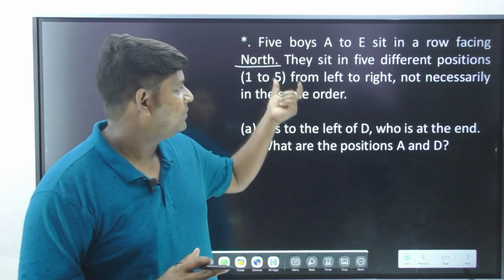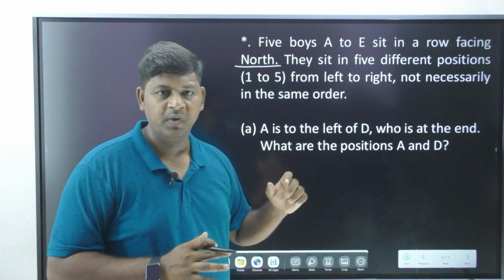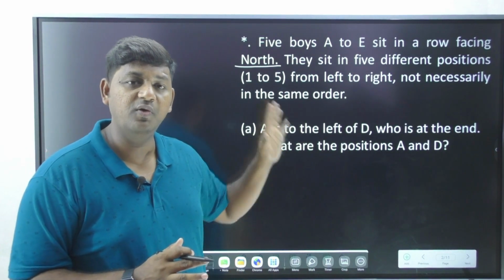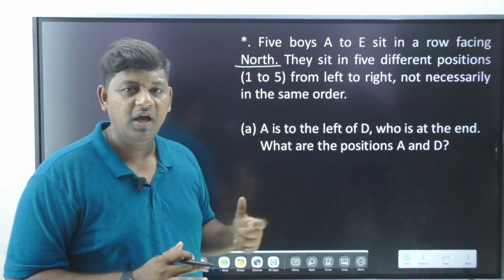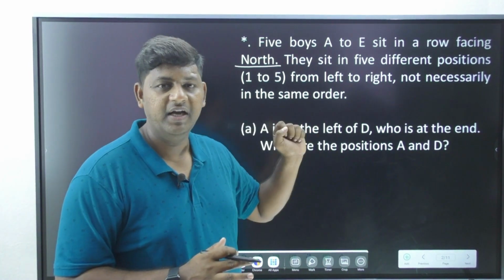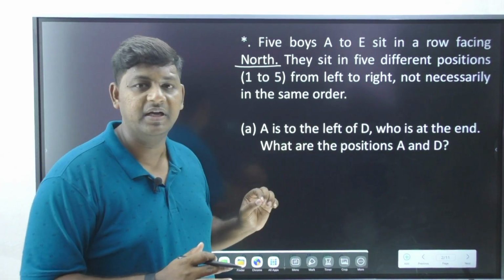Am I clear? Now they sit in 5 different positions, 1 to 5 from left to right, or he may also give you west to east. Now this information is a bit new for you. Instead of giving you left to right, he is also giving you west to east nowadays. So please remember that information.